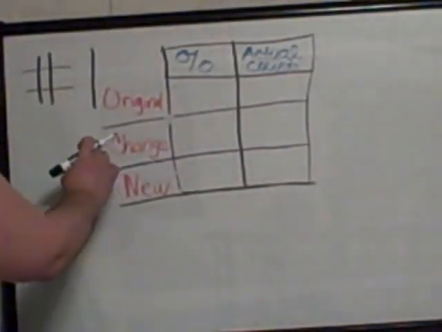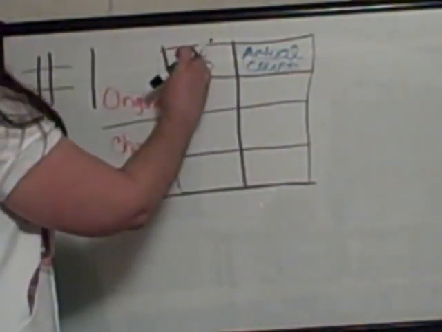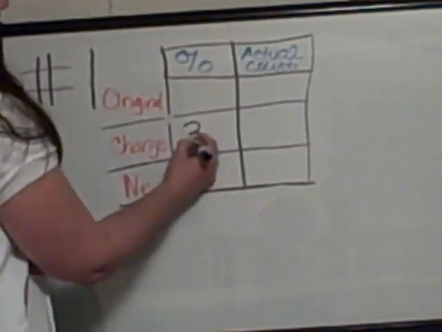What we do in problem number 1 is set up the chart like on the board here, with the percent and the actual count, and on the side we have the original amount, the change, and then the new amount. We fill in the pieces of information that they give us. They give us that it is 30% off of the regular price. That 30% represents the amount of the change, so that would go in the change column under the percent because it's 30%.